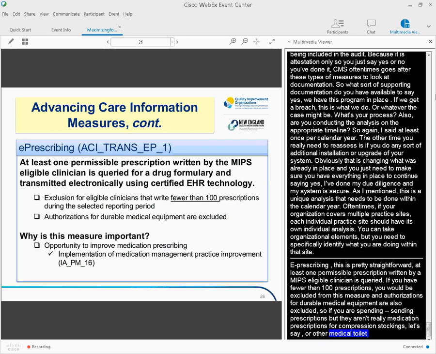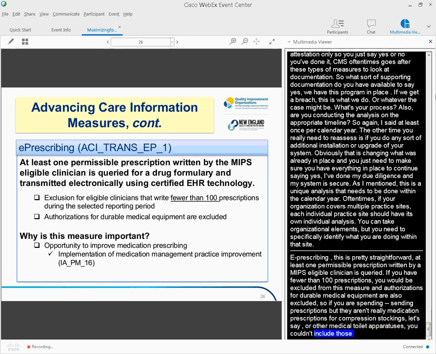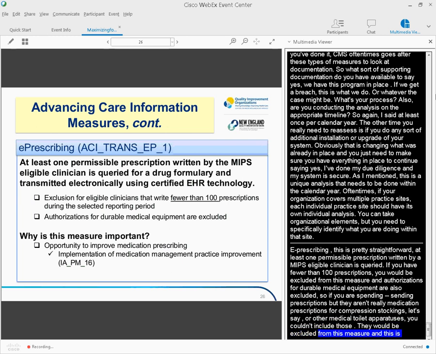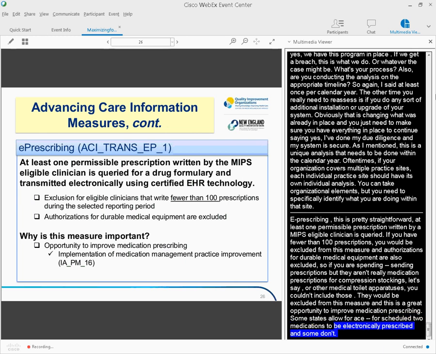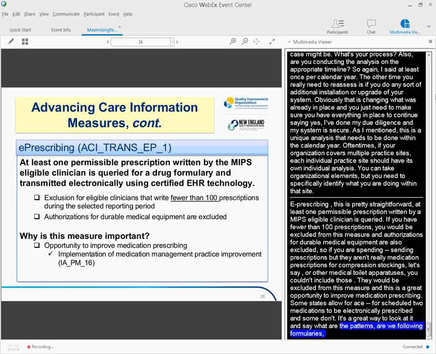This is just a great opportunity to improve medication prescribing. Some states allow for Schedule II medications to be electronically prescribed, some don't. It's a great way to look and say, okay, what are our prescribing patterns? Are we following formularies? What's our utilization? How are patients doing on actually filling these? This is an improvement activity, so implementation of a medication management practice improvement. Just a nice way to look back and see how you're doing with that.